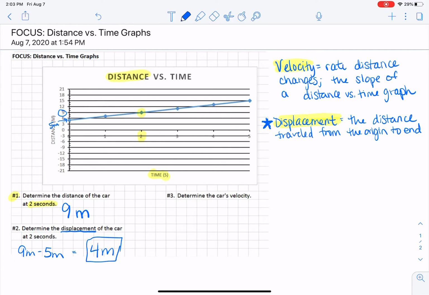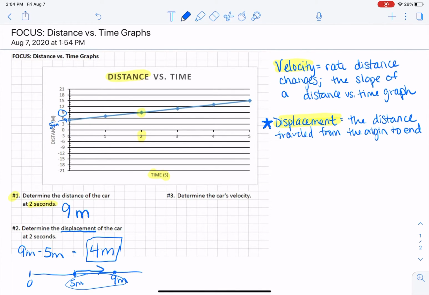And if you want to think about that, if this were like the timeline, right? If this were the timeline of 0, it actually started at 5 meters when the time started, and it started moving this direction towards 9 meters. So in 2 seconds, it traveled that far. So that's how we came up with that 4 meters number.